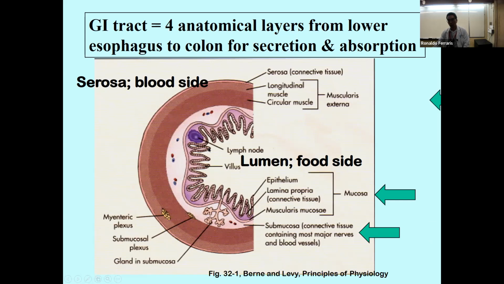Then we have the conveyor belt. We have the inner circular muscle and the outer longitudinal muscle, and they're there to help in the mechanical digestion and in conveying food from one side of the GI tract to the next. And then we have the serosal, which is mainly the connective tissue.